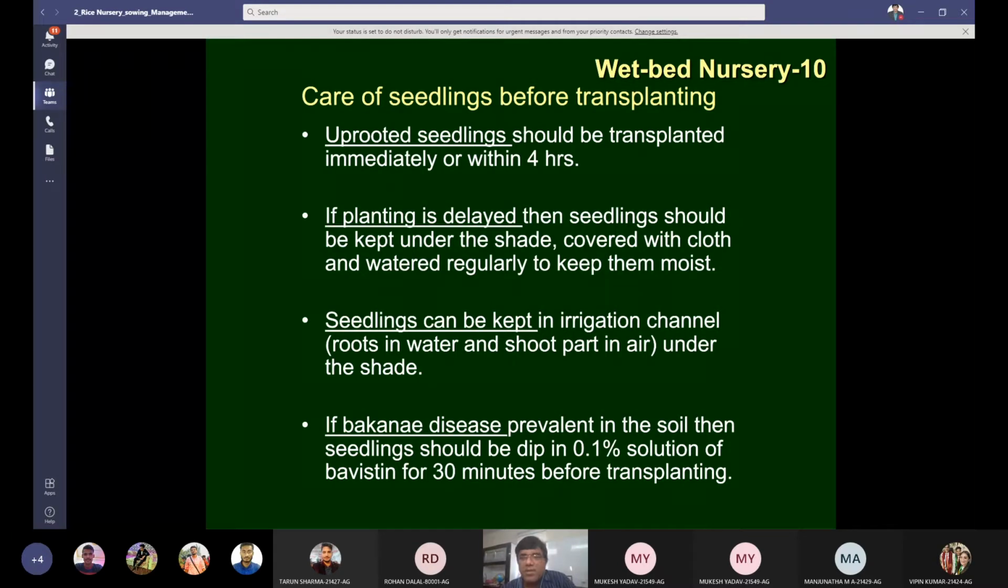Many times, the seedling treatment with fungicide is useful in preventing spread of disease into the main field. So Bavastin can be used as a 0.1% solution.